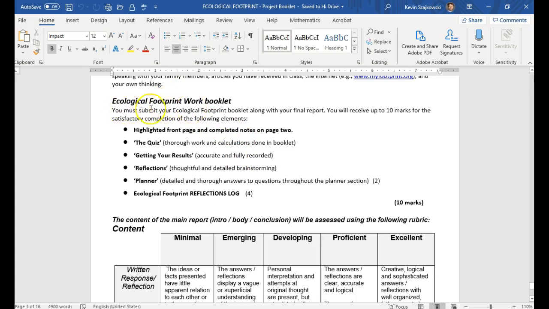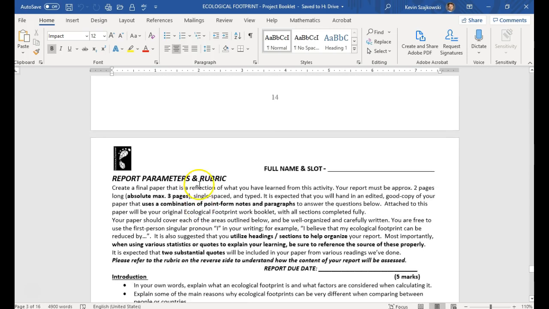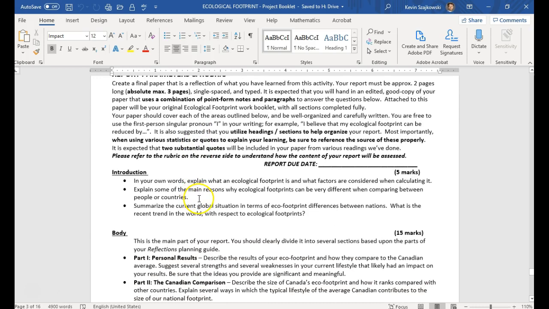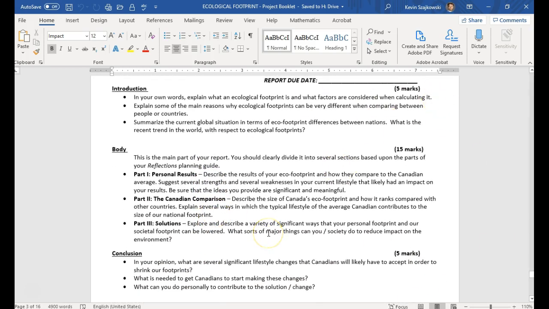So for example, when it says you're going to submit this booklet to me, this green booklet for marks, that, for example, is not going to happen. I am going to be taking in your actual good copy report. You're going to email it to me as a Word document, and that's it. And so the marks that come from that are what I'm going to be marking.